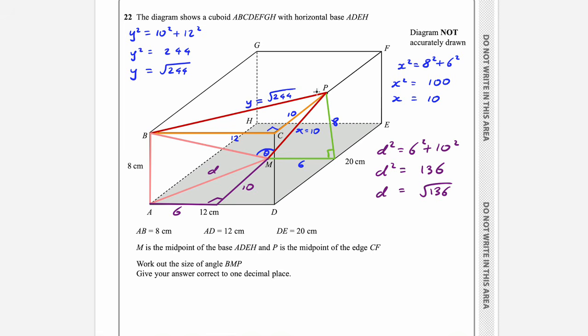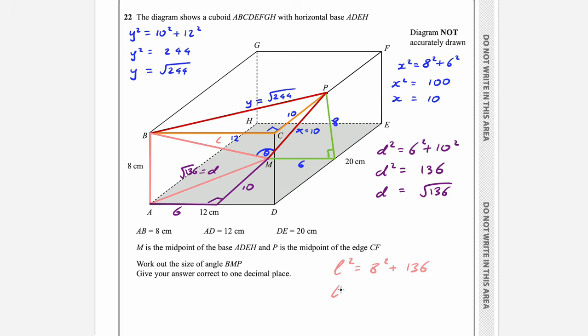I now need to find this length here. So this is root 136. This is 8. Let's do the pink one. Let's just call this length L for length. I know I'm just running out of letters here. So this is L squared equals 8 squared plus, now this is where I can use D squared. I can keep it as a root, so root 136 squared, which is just 136.